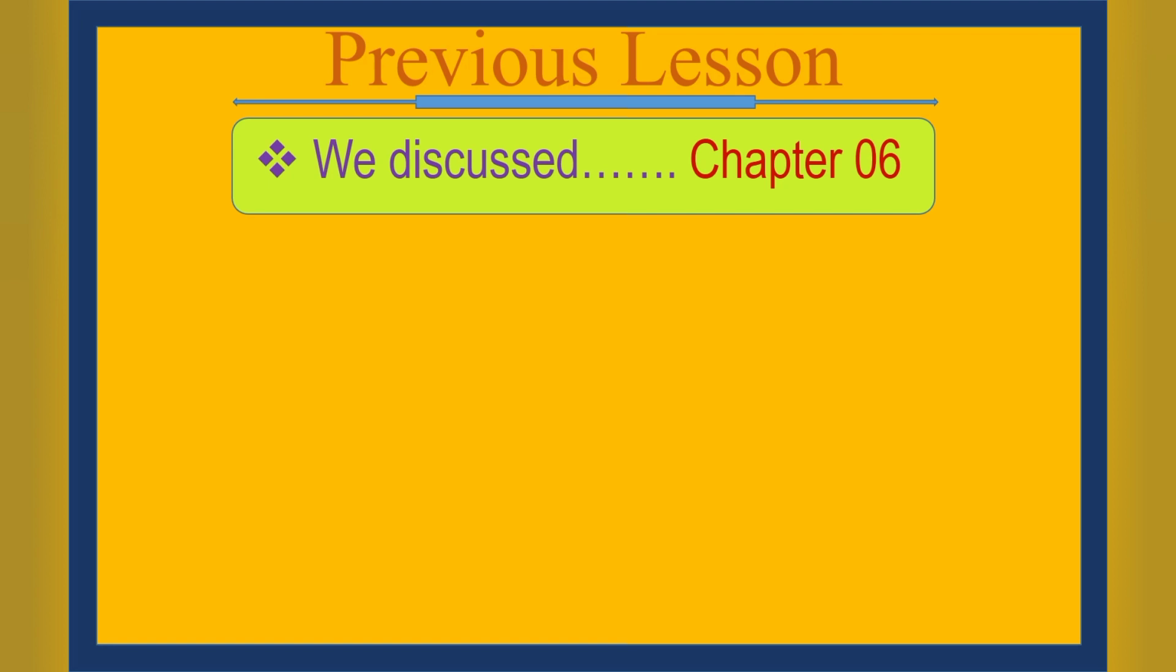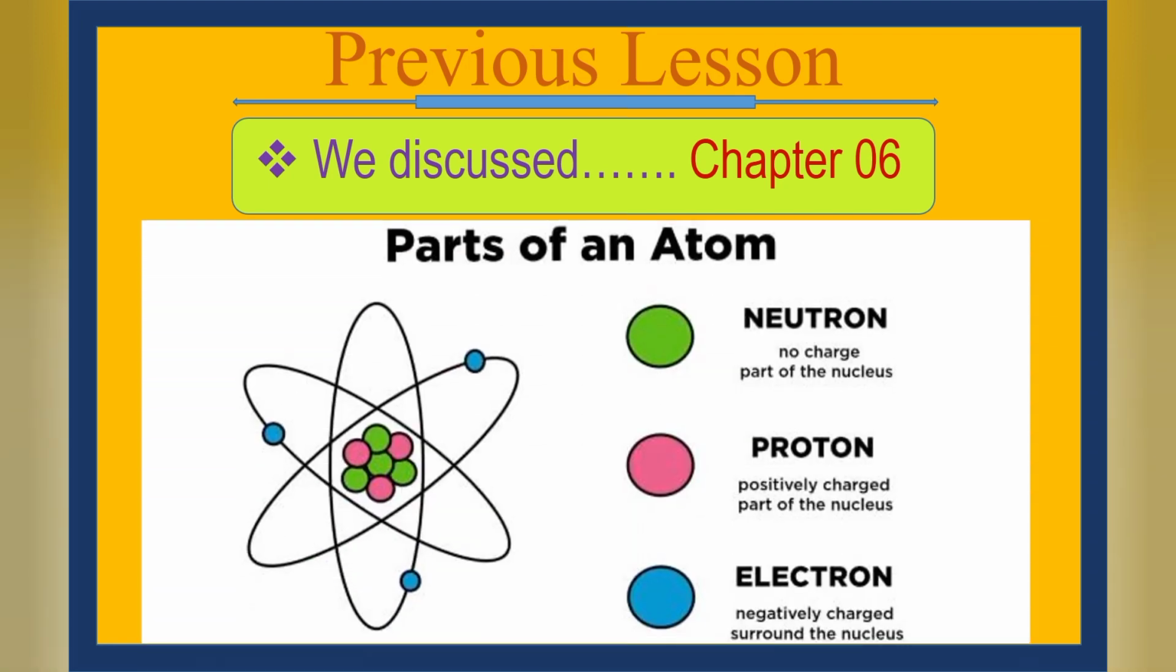Now we will revise from our previous lesson. In this chapter, structure of matter, we completed the different parts of atom. Here we came to know about what is neutron, what is proton, electron. All these, where they stay: neutron and proton stay in the core of the atom, and electron always moves around this nucleus, centering this nucleus.